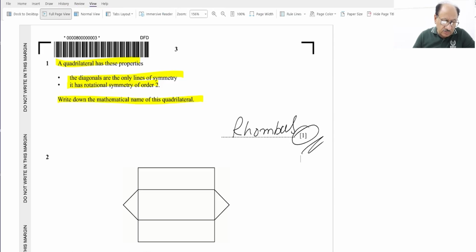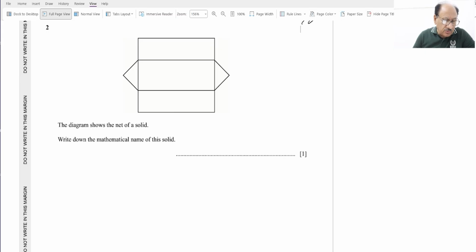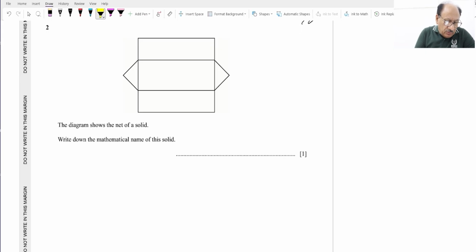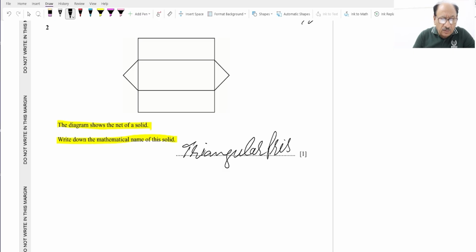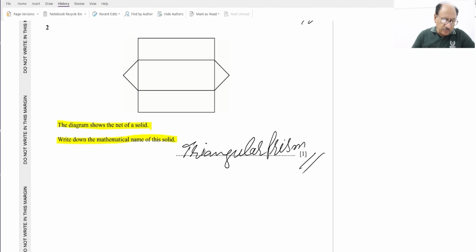Next, question number 2, and the diagram is provided for the net. The diagram shows the net of a solid. Write down the mathematical name of the solid. This is a triangular prism, so we can write here triangular prism. This is a 1 mark part which is done.